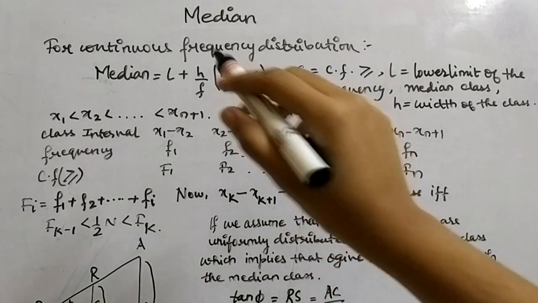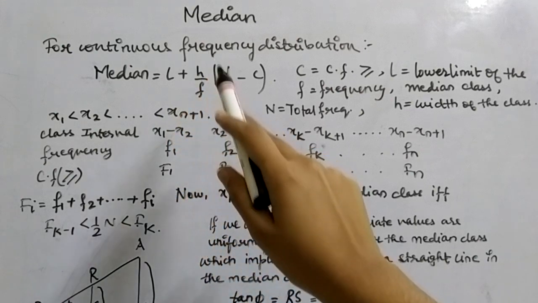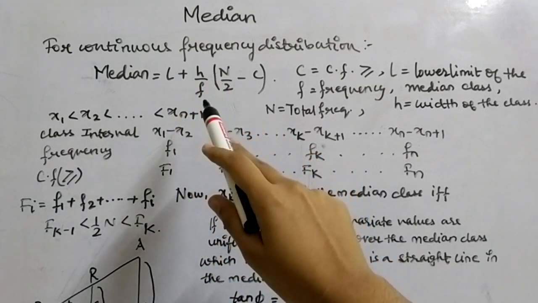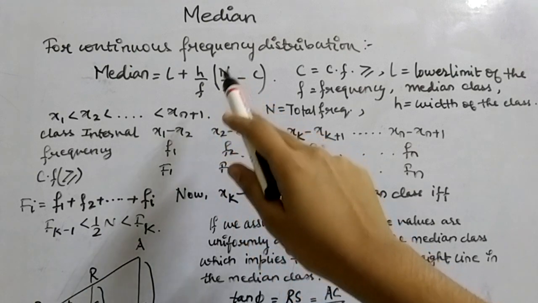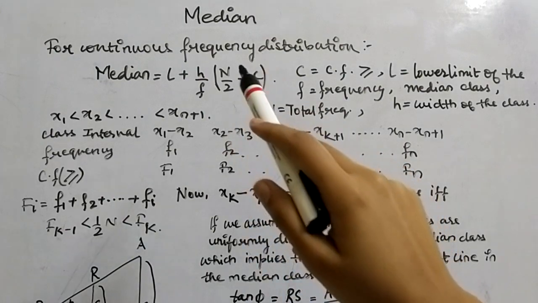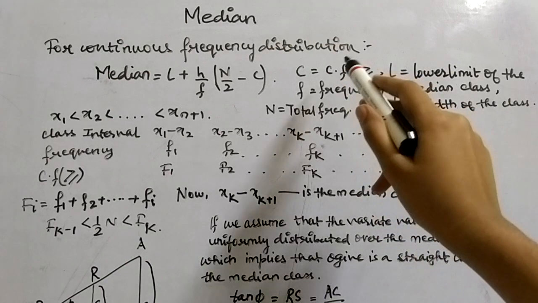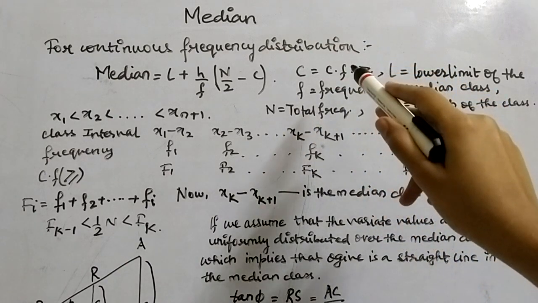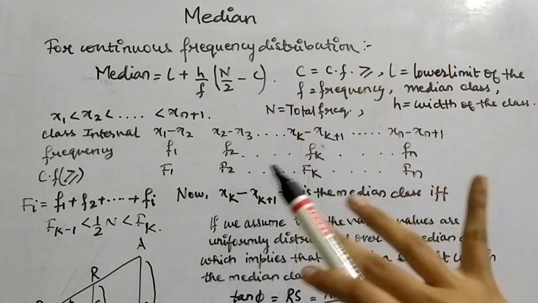Okay, so as you know, L represents the lower limit, h is the width of the class, f is the frequency of that median class, and N is the total frequency of the entire data, divided by 2, minus c, where c is the cumulative frequency of greater than type for the preceding class. I haven't written the word preceding here, you just write it so that there is no confusion.